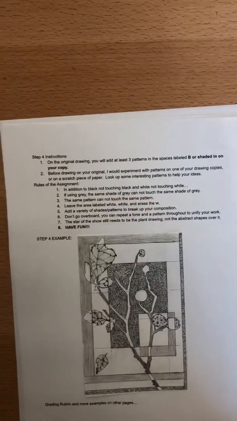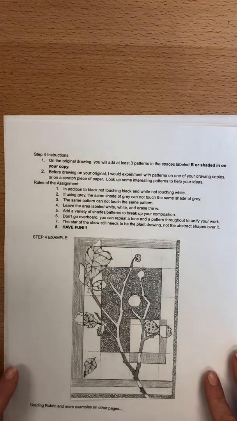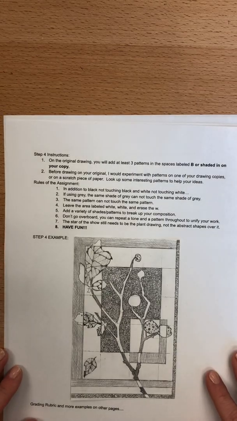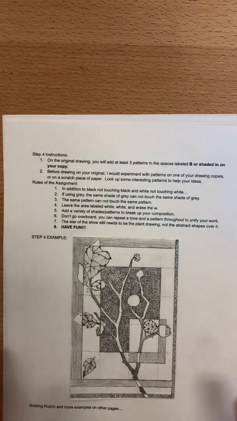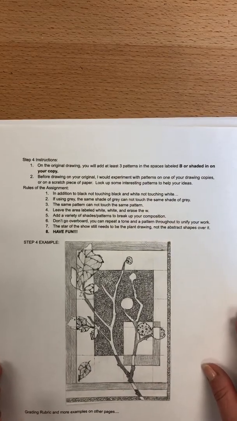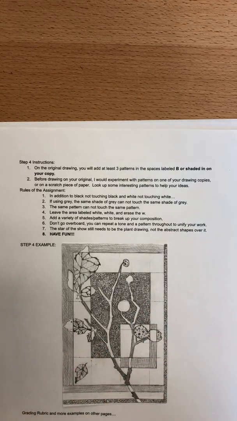Now, every little section that you do that was black or dark, you're going to end up making either a solid tone, and it can be a variant of different gray tones, or it can be a pattern. Now, here it is. You guys are going to add a minimum of 3 patterns to your piece.